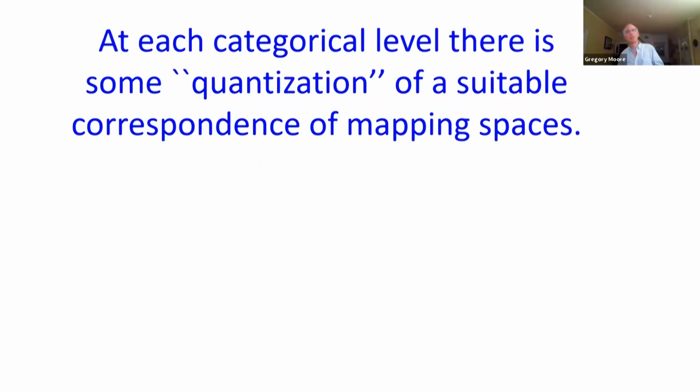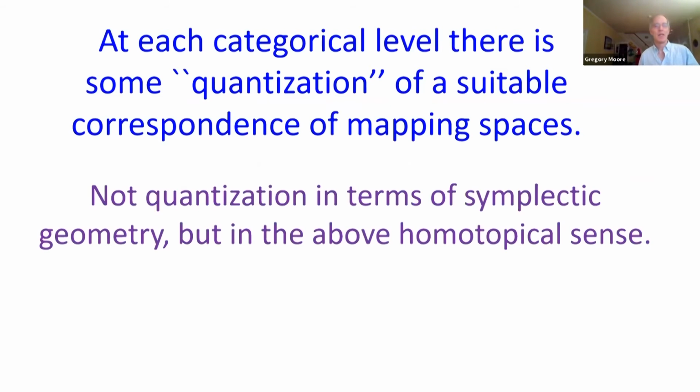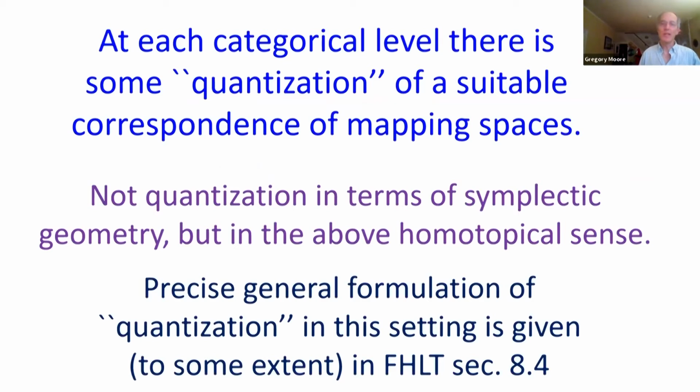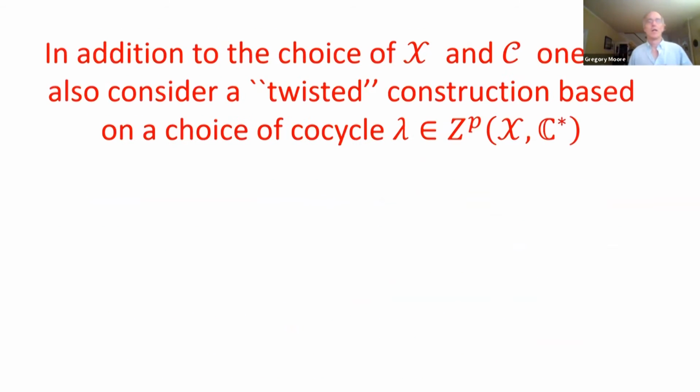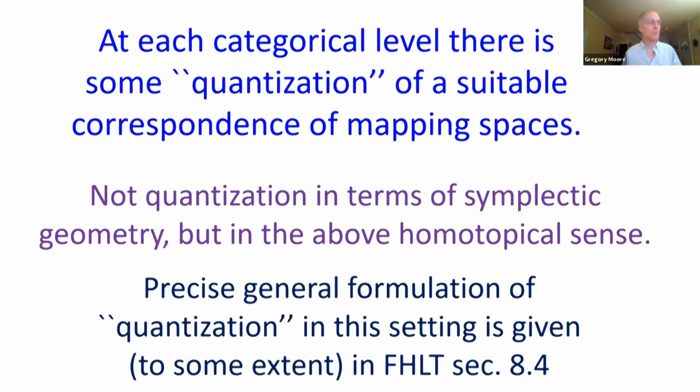Okay, so at each categorical level, we see some kind of quantization of suitable correspondences of mapping spaces. This is not quantization in the terms of symplectic geometry, but in the homotopical sense that I've been describing. A precise formulation of this notion of quantization in this setting is given to some extent in the paper of Freed, Hopkins, Lurie, and Teleman, section 8.4. But I think if you look at it, you'll agree with me that there's actually some room for a more thorough exposition. But be that as it may, we have some notion, I hope, of what these finite homotopy theories give you.